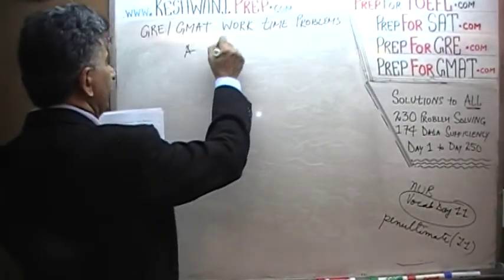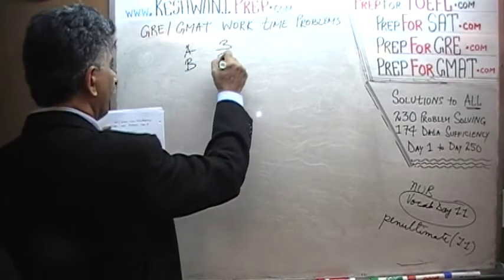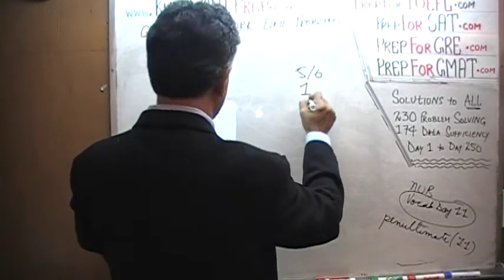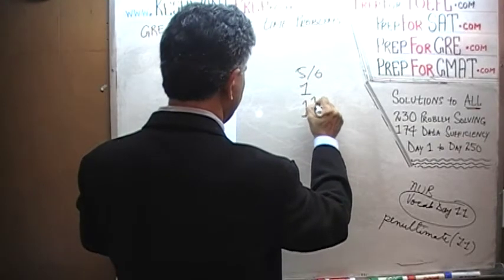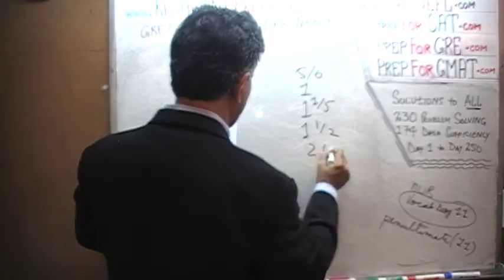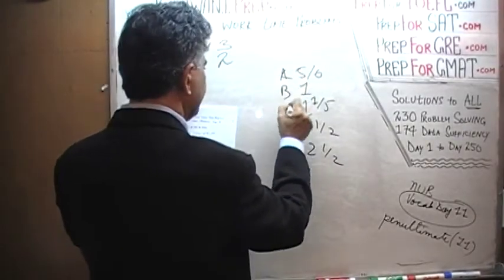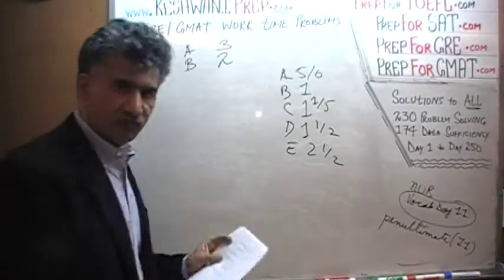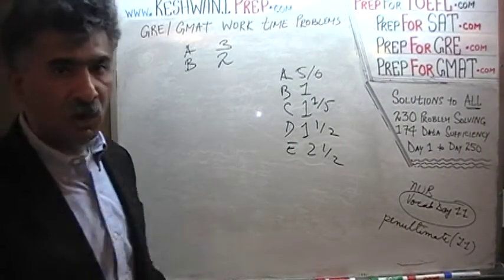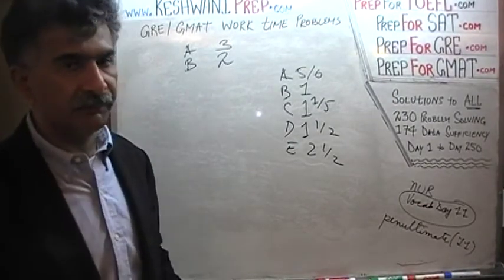A does the job in 3 hours, B does the job in 2 hours. Here are the answer choices. 5/6, 1, 1 and 1/5, 1 and 1/2, and 2 and a half. A, B, C, D, and E. You pause the video and you do it yourself. A can do the job in 3 hours, B can do the job in 2 hours. How long would they take to do the job together?